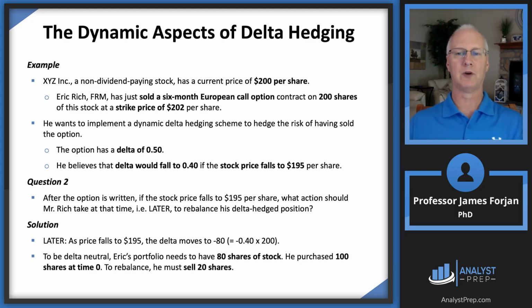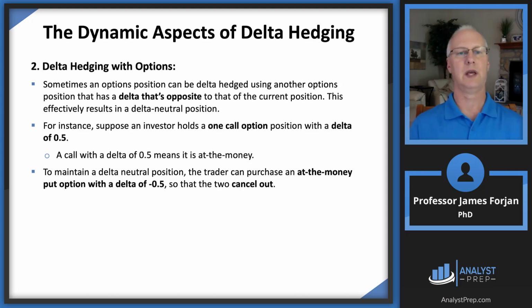If we take the 0.4, which is our new delta, times our 200 position, our call option on 200 shares of stock, that delta moves to 80. So we only need 80. So to go from 100 down to 80, we need to sell 20 shares of stock, and that should again make perfect sense: since the option is even more out of the money, and the delta is only 0.4, that must mean we need fewer shares to execute this delta hedge.